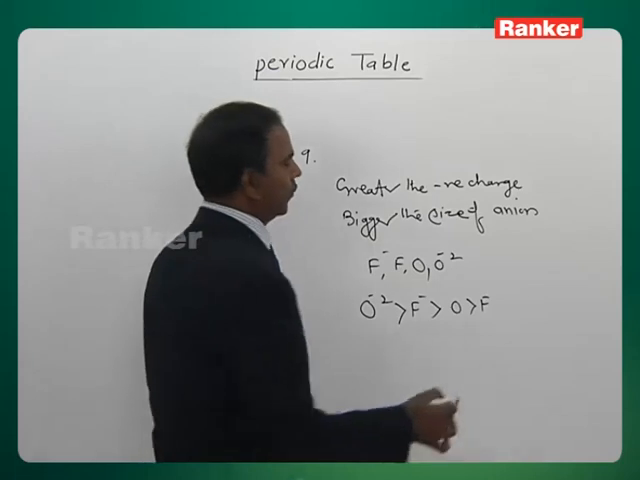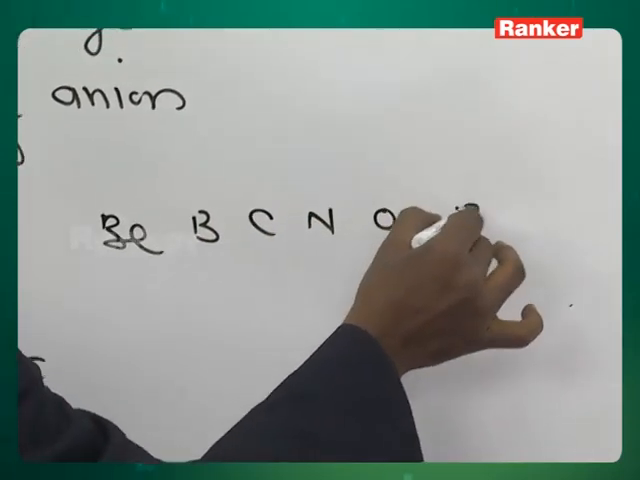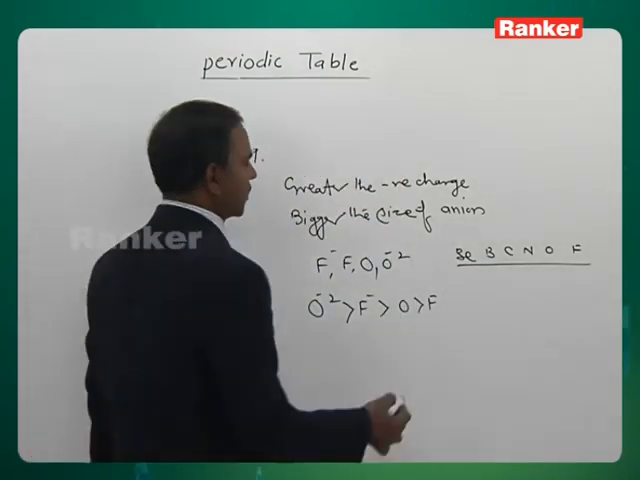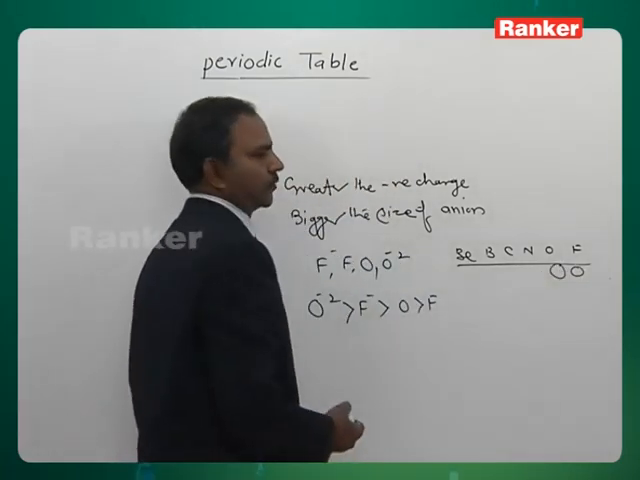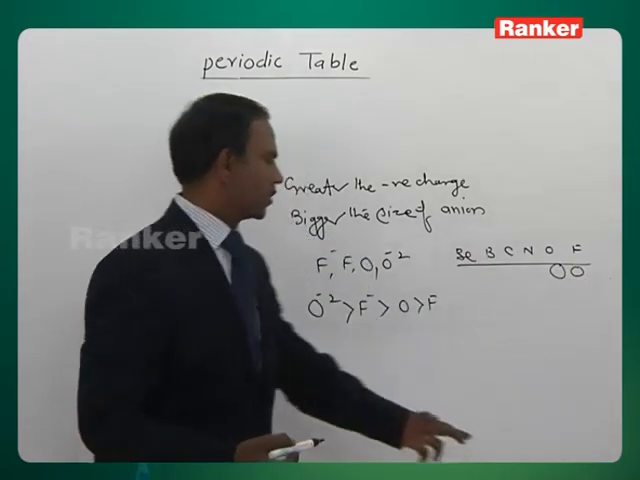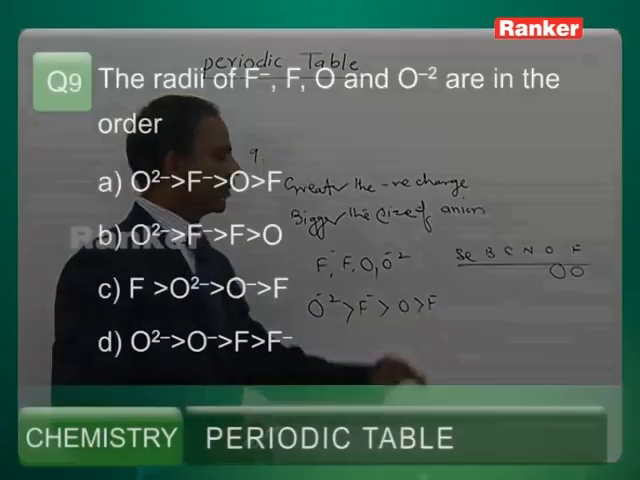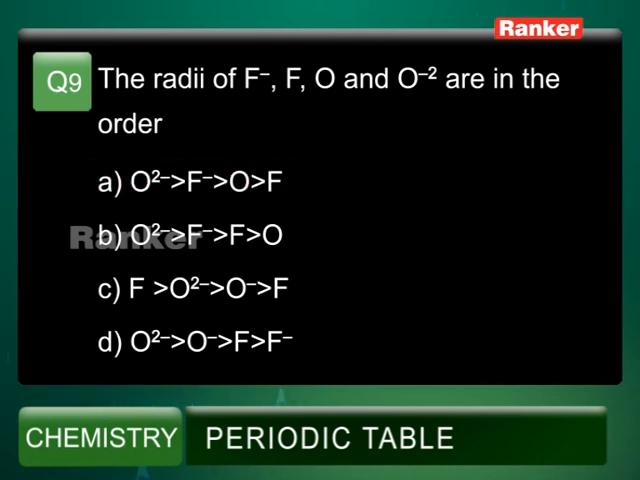How? Suppose you talk about the second period of elements: beryllium, boron, carbon, nitrogen, oxygen and fluorine. Left to right, atomic sizes are decreasing. Therefore, in comparison to oxygen, fluorine will be a little smaller. So, O and F you talk about, O is a little bigger than F. Therefore, this is the correct order. Let us see the options. Option A is the correct answer here: O2 minus, F minus, oxygen and F. Therefore, question number 9, answer is A.